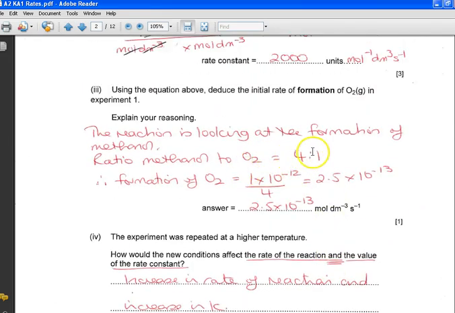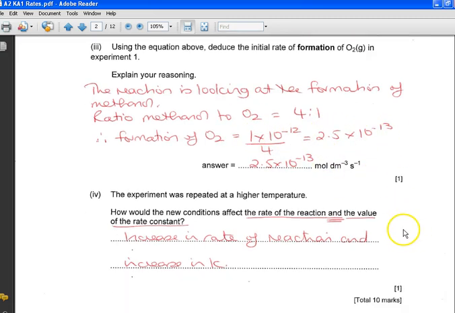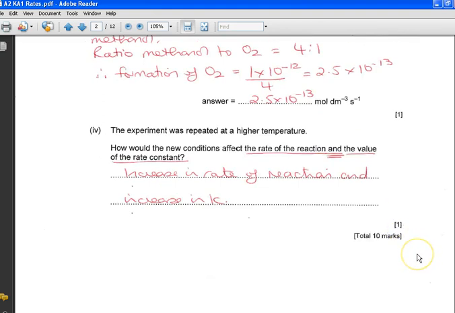So if the ratio is 4 to 1, methanol to oxygen, therefore you divide the rate for the formation of methanol by 4, which gives us the answer. It's only 1 mark, so it's telling you that it's a pretty straightforward calculation. And this one, so many of you didn't get this 1 mark, and you can't afford to lose 1 mark because you didn't actually mention both parts of the question, where it says the rate of reaction and the value of the rate constant. So you happily said it would increase the rate of reaction, but you didn't also say that it would also increase K. Okay.